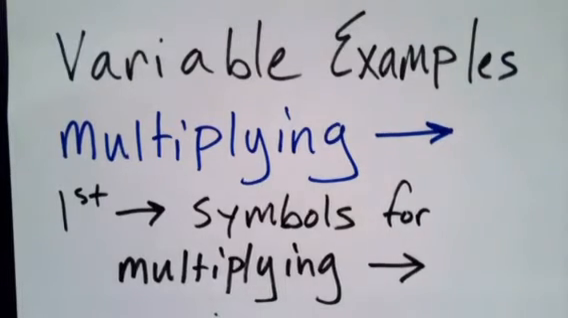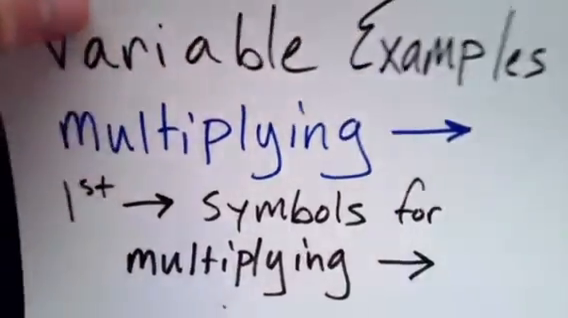Well, here's another variable example. And remember, we're just covering basic examples of using variables. Here we're going to talk about multiplying. But before we talk about multiplying and showing you some examples of the variables, I think it's important that we first determine what symbols are used in mathematics to indicate multiplication.